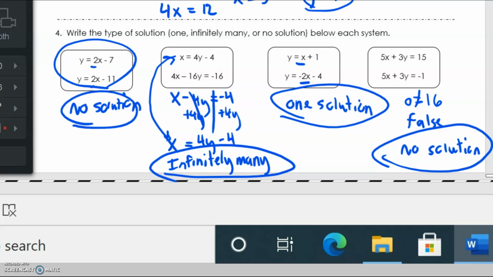And then number 3 is try to solve it. So you could use elimination, or you could use substitution and try to solve it. And if you get to where it's a no solution problem, you're going to have a false statement. If you were to get a true statement, it would be infinitely many. If you actually get a point, then that means one solution. All right, so those are your strategies for identifying what types they are.